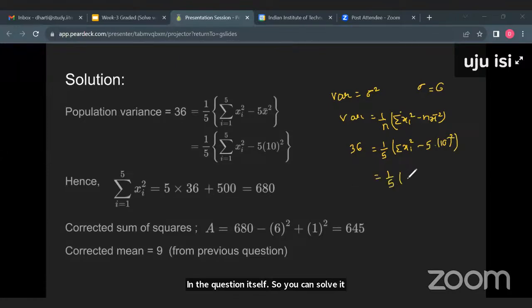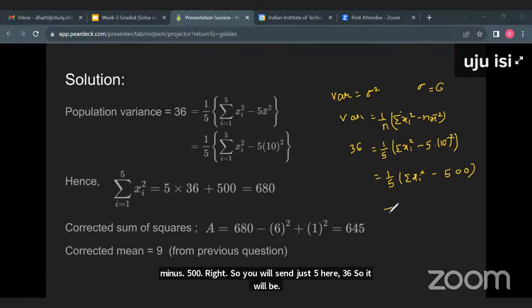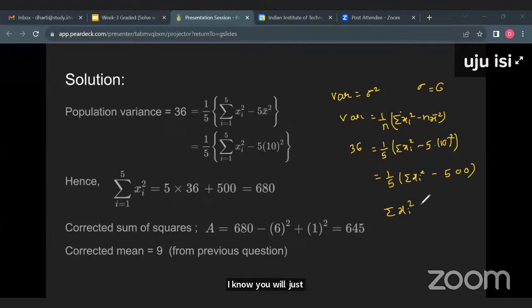So how much is it? 36 equals 1 by 5 into summation xi square minus 500, right? So you send the 5 across, 36 into 5. Summation xi square is equal to 5 into 36 plus 500, which is equal to 680. Is it fine for everyone till now?